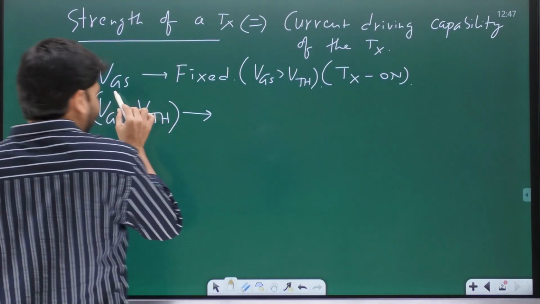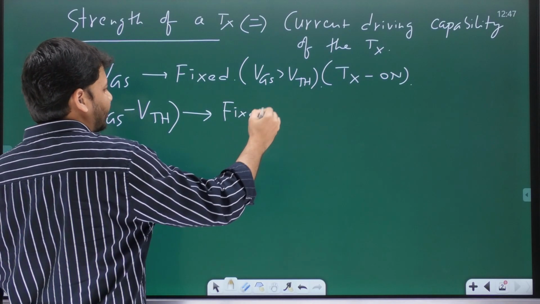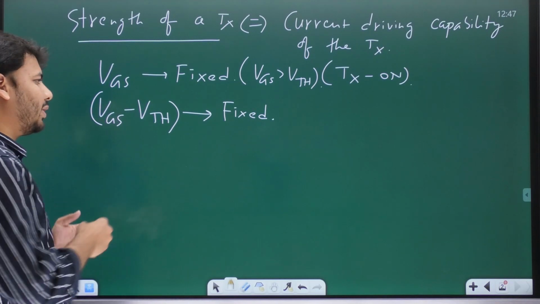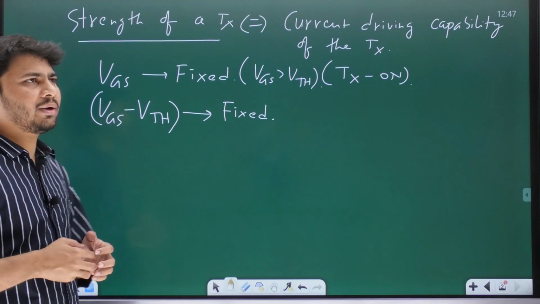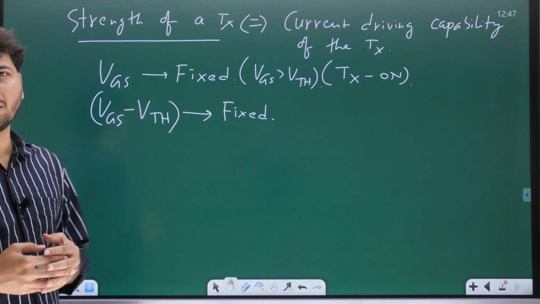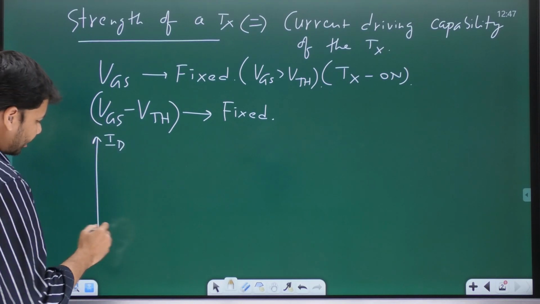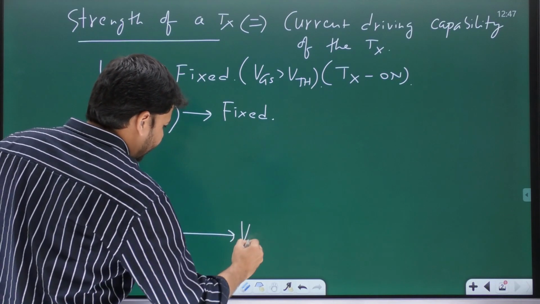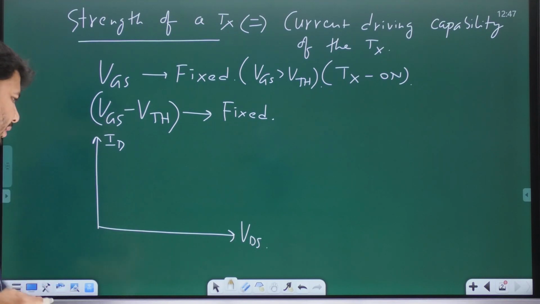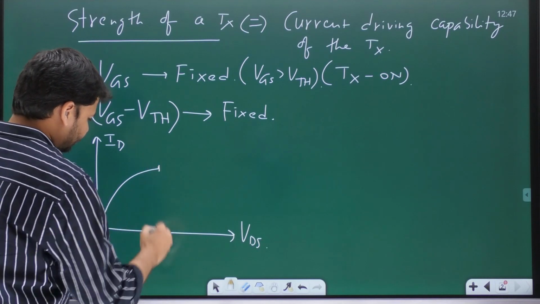So when VGS is fixed, VGS minus VTH is also going to be fixed. So for a given value of overdrive voltage, that is VGS minus VTH, in which region of operation is the drain current going to be maximum? Is it not in saturation? Again, if you go back to the plot between ID and VDS, what was the plot like? Was it not something like this?